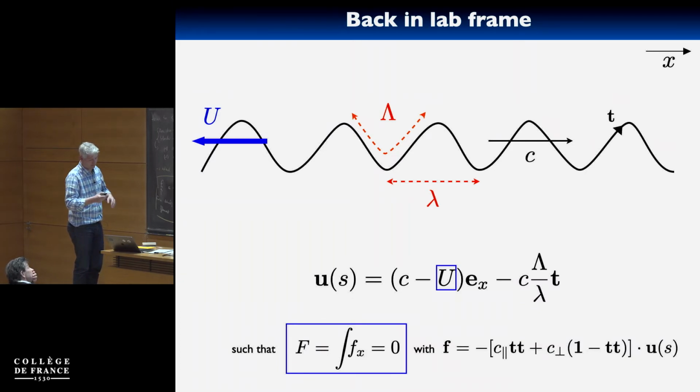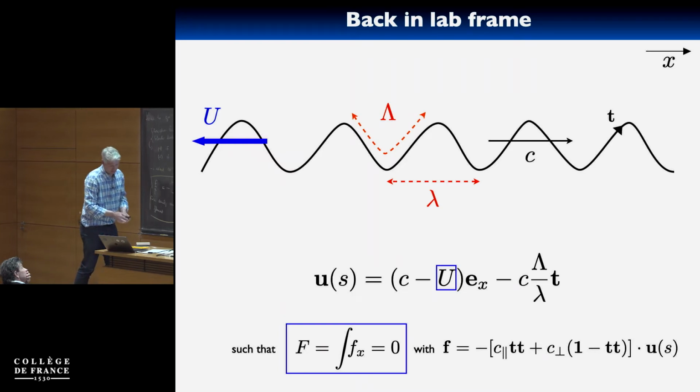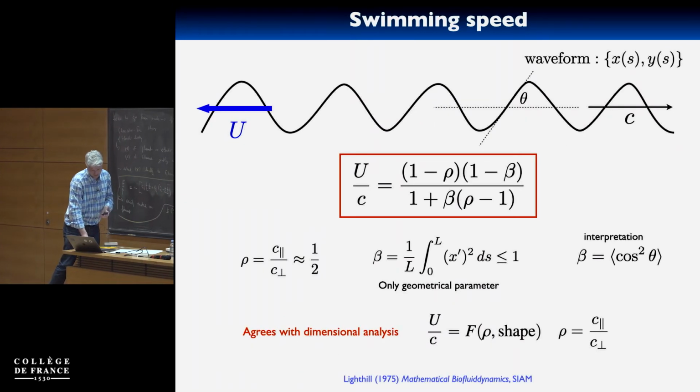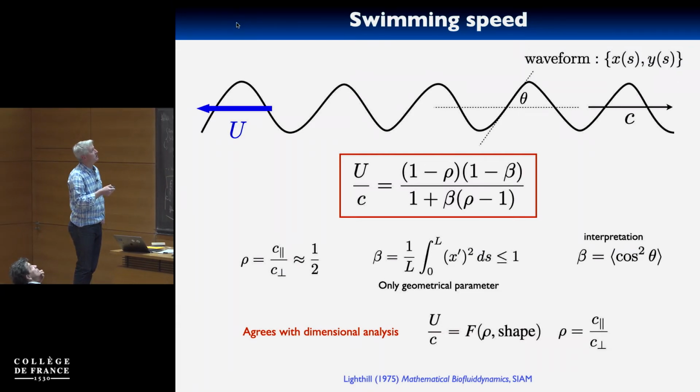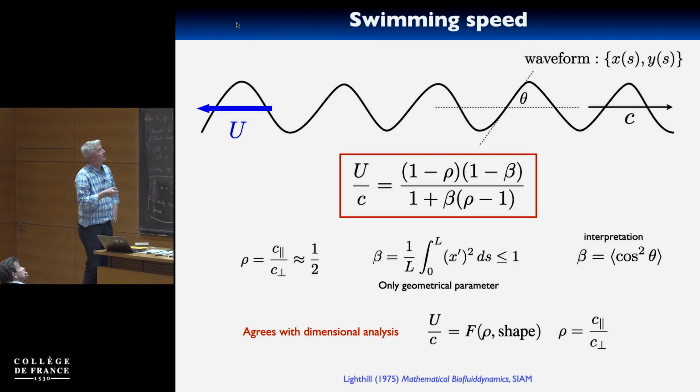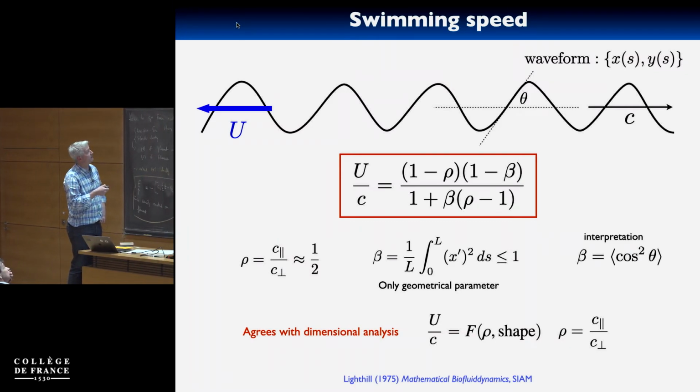OK, there's a delay between the click and the slide. So here's the result. This is the classical result. If you do the integration, you get the ratio between the swimming speed and the traveling wave speed. There's this formula, but that formula only has two things in it. The first one is rho. Remember, I define rho as the ratio of drag coefficients. It's about a half. So there's a rho here and there's a rho there.